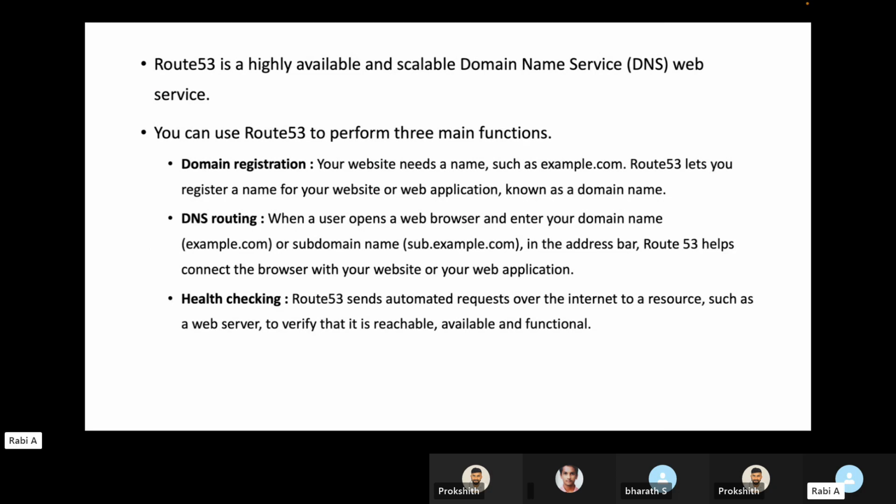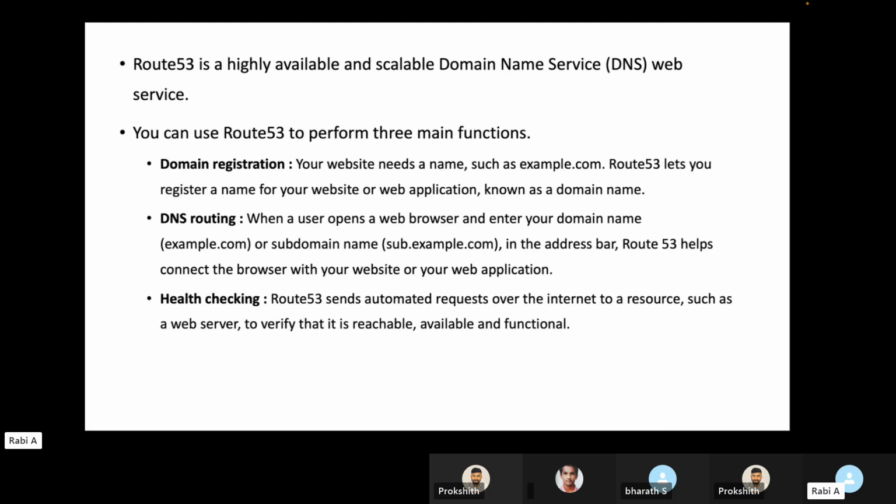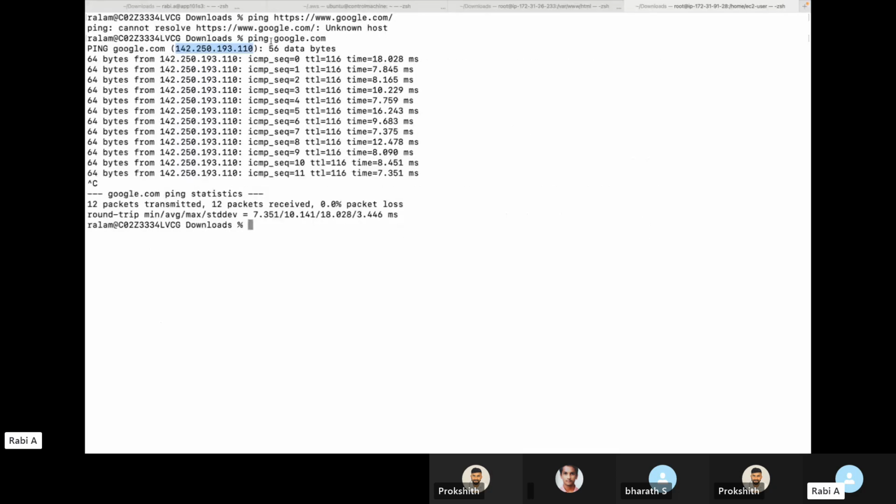Now, there are three main things that your Route 53 does. One, you can use it for your domain registration. So to begin with, you will need to first register a domain. You will need to register this in your name. Now this is registered with Google, right? So now why do we need to register this?